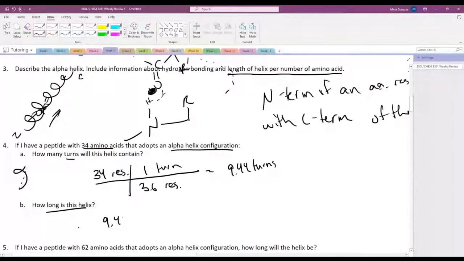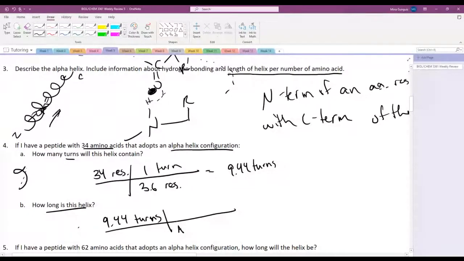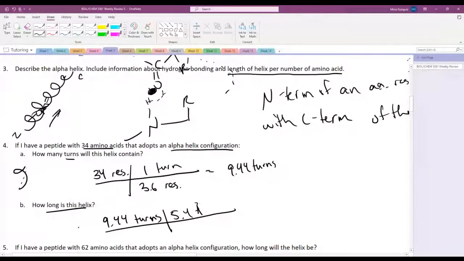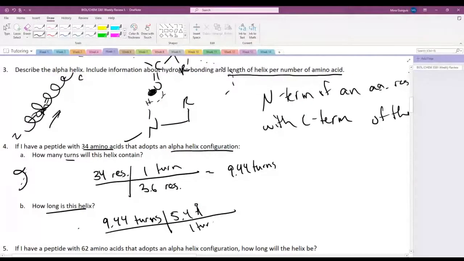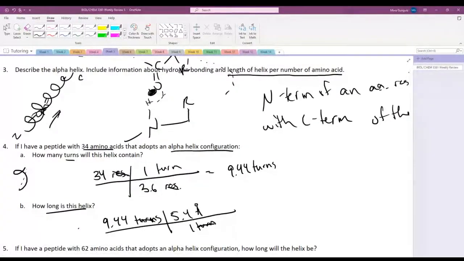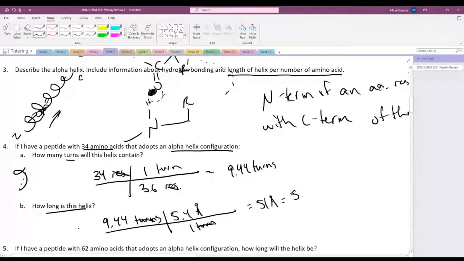Okay, and how long is that? So we're just going to build from there, 9.44 turns. I know that the conversion factor I'm looking for is 5.4 angstroms per turn. Since I need to cancel my number of turns, I'm going to say 5.4 angstroms on the top per one turn on the bottom. And once again, those cancel, and it's just 9.44 times 5.4, which gives me 51. So this is 51 angstroms long or tall or whatever you want to call it, or 5.1 nanometers.